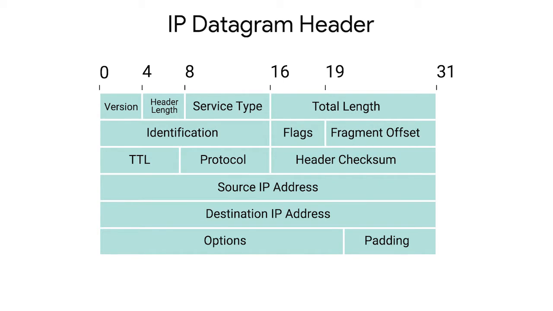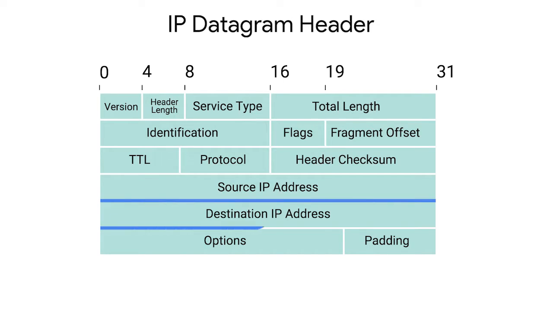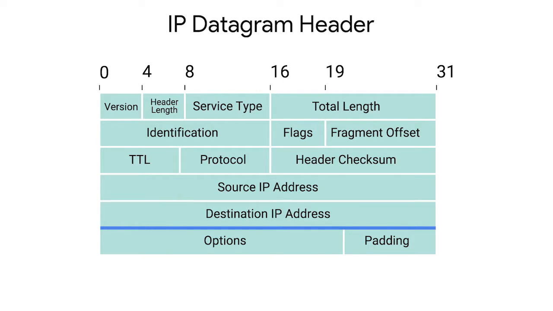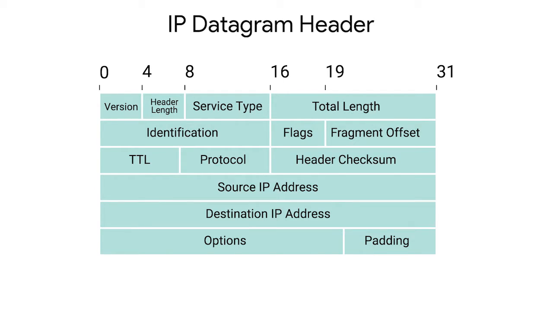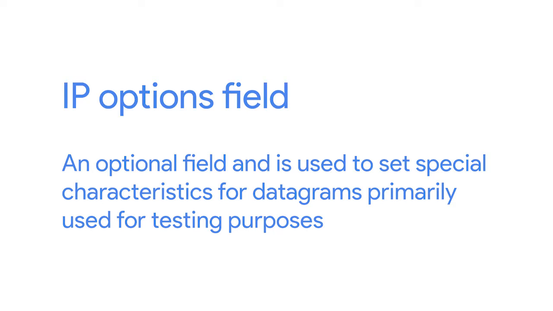After all of that, we finally get to two very important fields, the source and destination IP address fields. Remember that an IP address is a 32-bit number, so it should come as no surprise that these fields are each 32 bits long. Up next, we have the IP options field. This is an optional field and is used to set special characteristics for datagrams primarily used for testing purposes.